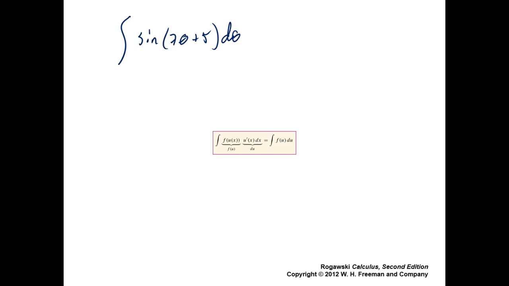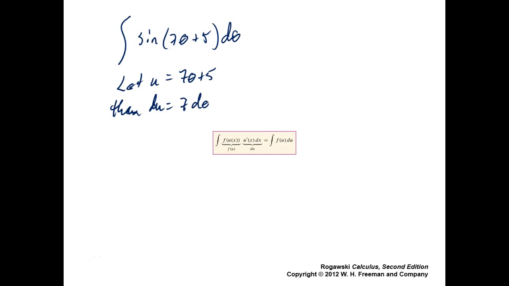All right. What would you do on this one? Let u equal 7 theta plus 5. Then du is equal to 7 d theta. Okay, I couldn't hear the d there. Everybody agree? All right.